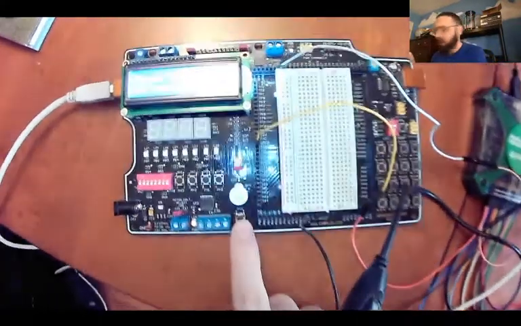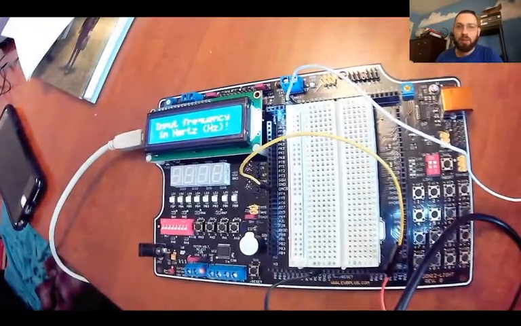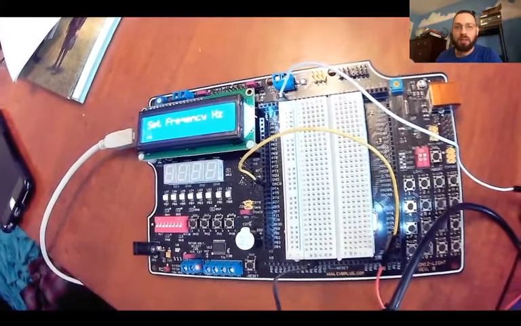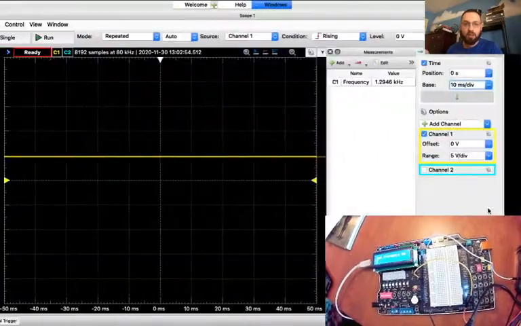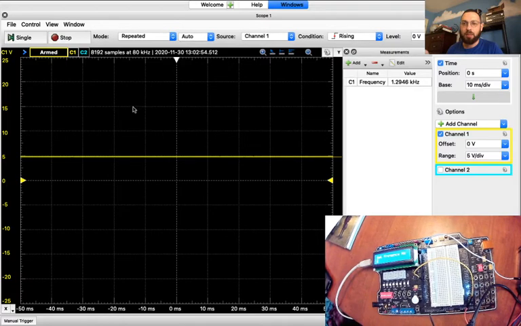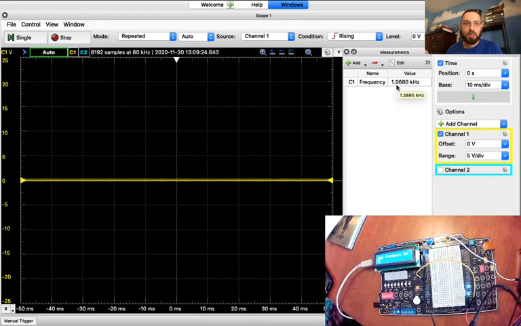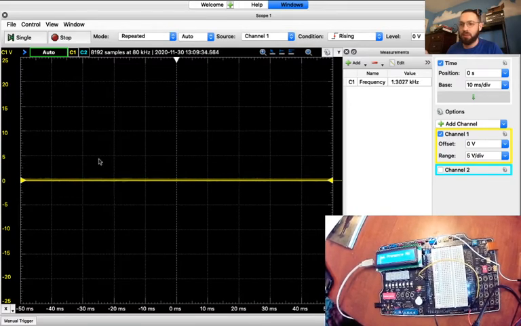I can just hit reset and create triangle waves for 10 seconds, input frequency in hertz, hit the pound key if the input's less than 7 digits, and then set the frequency. I'm going to set the frequency over here so I can show you the Waveforms app at the same time. Running this, we just have a frequency display, it's just some garbage. We're at 10 milliseconds per division and 5 volts per division. So 0 to 5 volts, right? So we expect some kind of triangle shape.